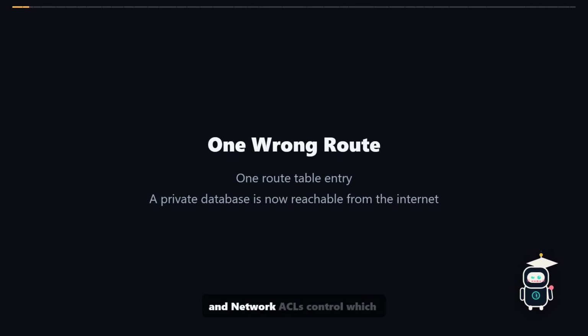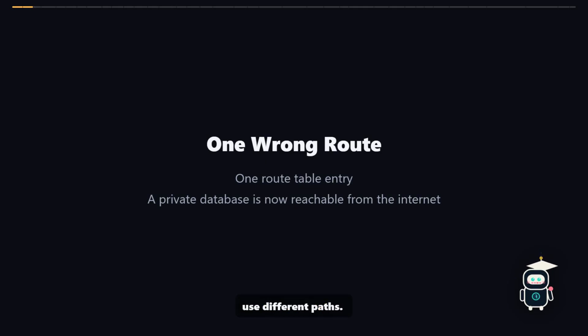Security groups and network ACLs control which connections are allowed. Route tables control where those connections can go. Today we turn to that routing layer, because public access and private outbound access use different paths.